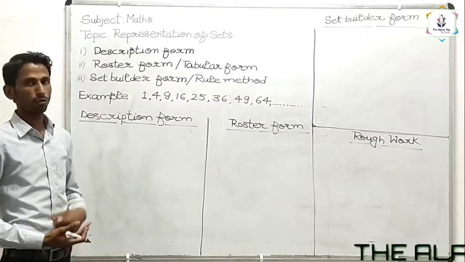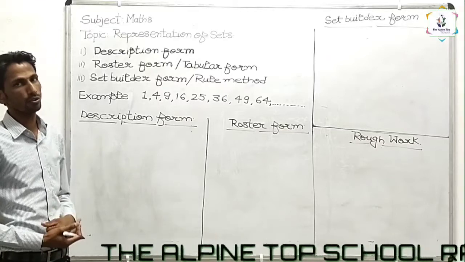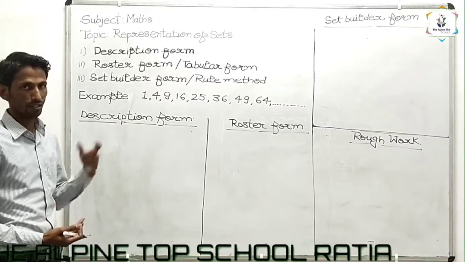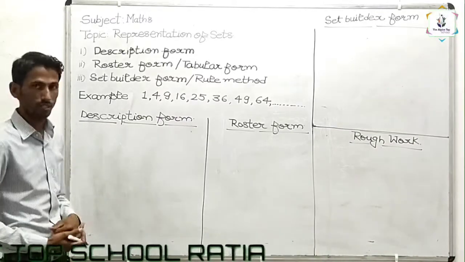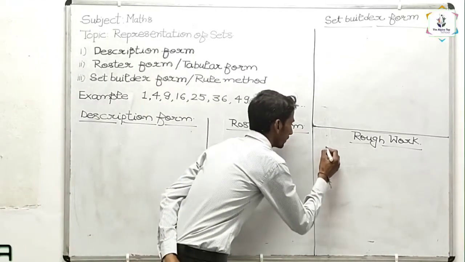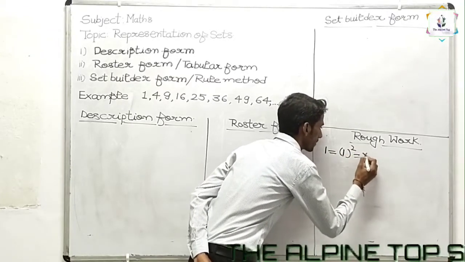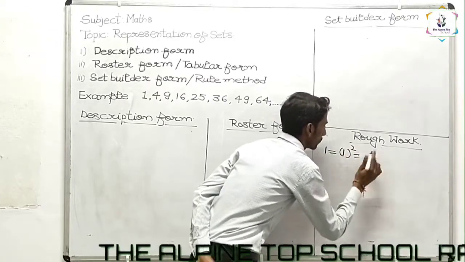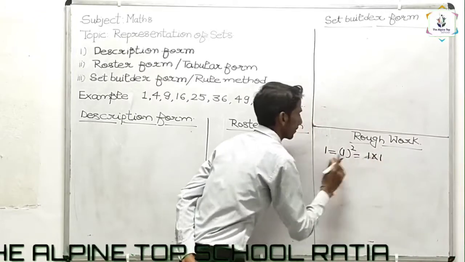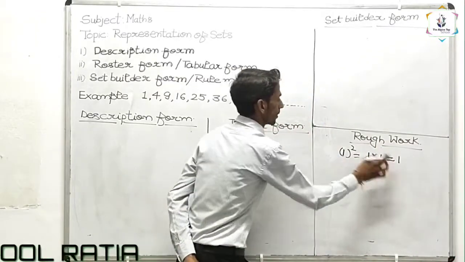To observe a particular pattern, firstly we have to go to the rough work and try to understand the pattern under which these numbers are noted. Just see, in the rough work I am going to do something with these numbers. 1, how is it made? It is the square of 1, that's why it becomes 1 into 1. That's why we are getting 1. You may write like this, the first number.